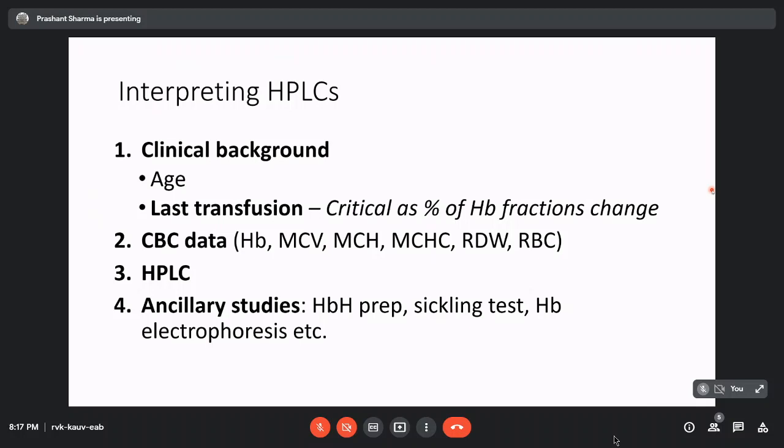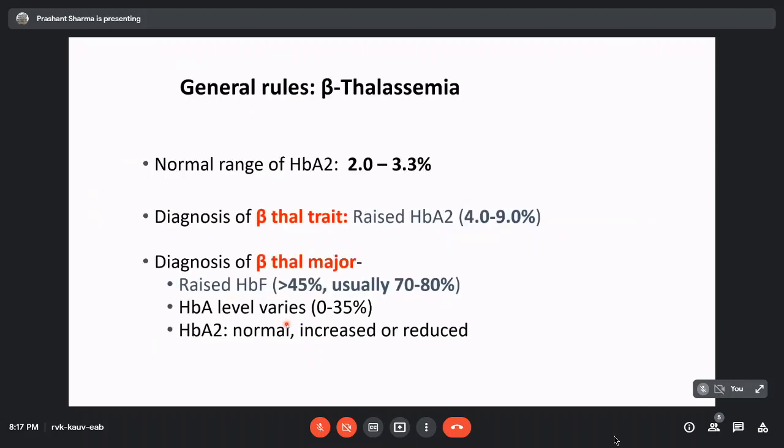So when you interpret HPLCs, you start with the clinical background, look at the age, look at the last transfusion. This is critical because the percentages of hemoglobin fractions are going to change if a patient has been transfused. We look at the CBC data and we look at the HPLC, and finally, if required, we go in for ancillary studies. So there are some general rules for beta thalassemia.